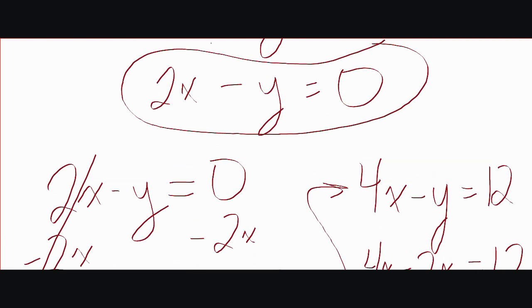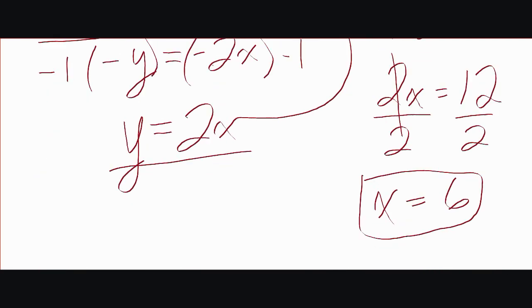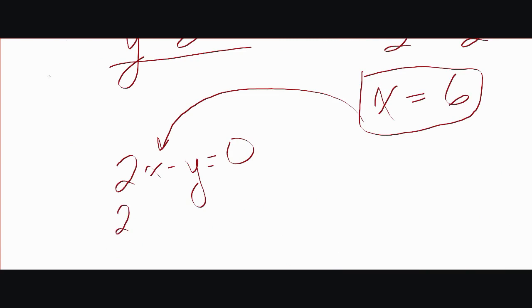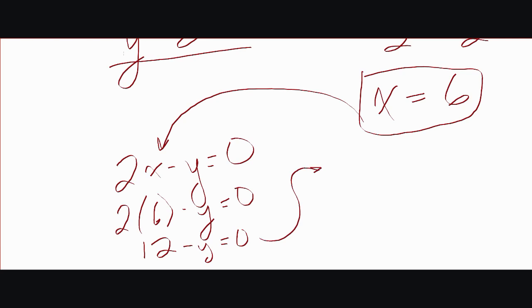So once again, I'm going to choose that equation we used first, 2x minus y equals 0. I'm going to plug in x equals 6. So 2 times 6 minus y is equal to 0. Well, 2 times 6 is 12 minus y, which is 0. So if I subtract 12 from both sides, I get that negative y is equal to negative 12. And just like before, this looks good, but I need a positive y. So I'm going to make them both positive, and I get that y is equal to 12.